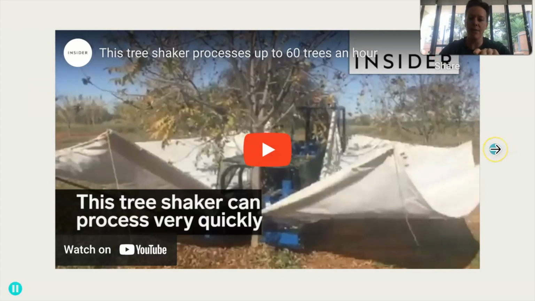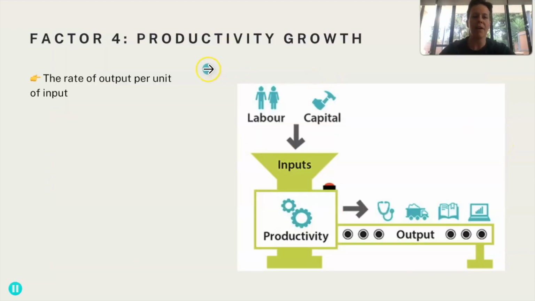So I'll get you to watch this one in your own time, but basically it's this really cool machine that has a big umbrella that wraps across the base of an almond tree, and then this machine shakes the almond tree and all the almonds fall off the tree really, really quickly. Compare that to when you needed manual labour to physically pick every single almond off the tree. You can see that this production process has become way more efficient, and as a result that's going to lead to a decrease in costs, and that's going to shift the curve to the right. Okay, so worth watching.